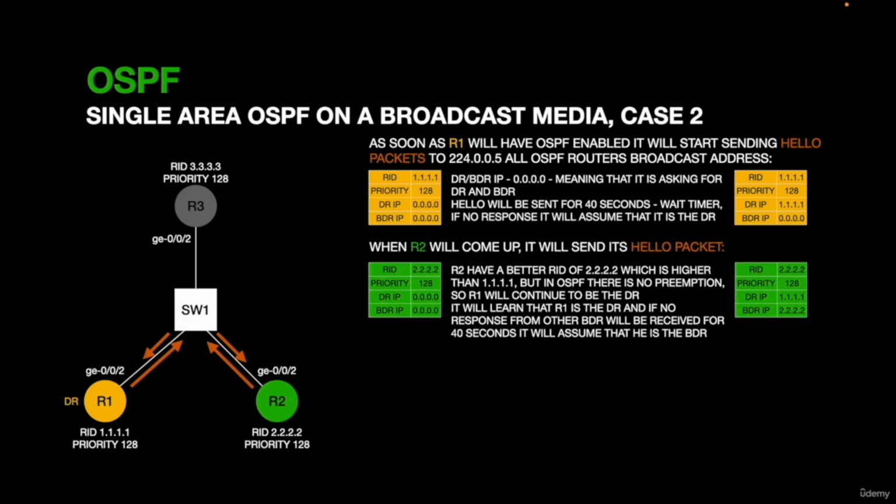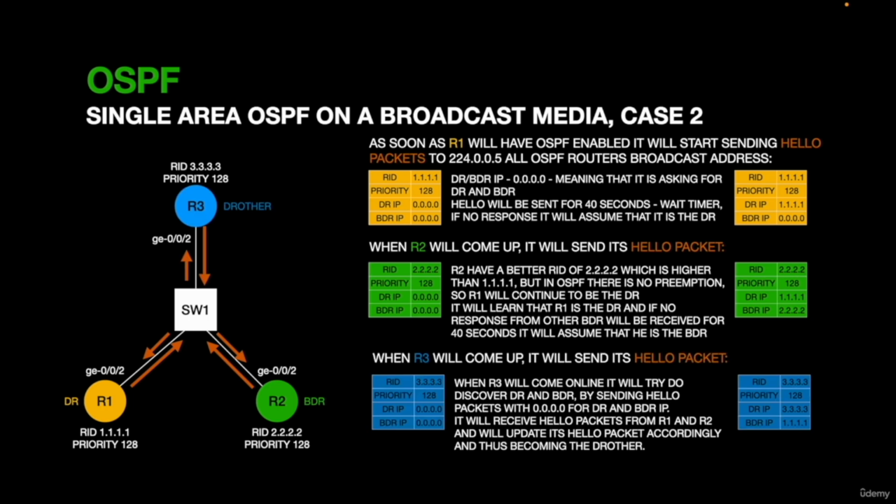So when R2 comes up, it will send its hello packets. Again, it will have the router ID of 2.2.2.2, priority of 128, and the designated router IP of all zeros, and the backup designated router IP also of all zeros. It will learn that R1 is the designated router, and if no response from another backup designated router is received for 40 seconds, it will assume that it is the backup designated router.